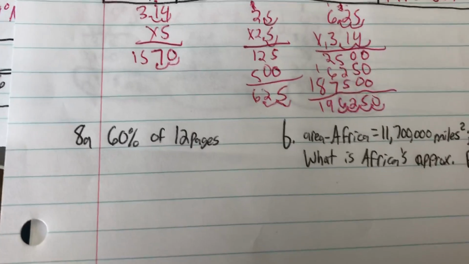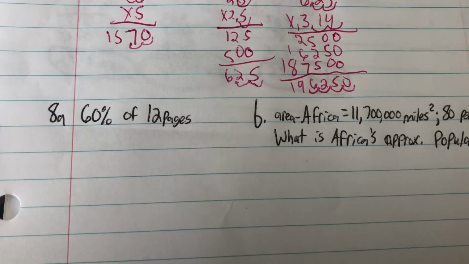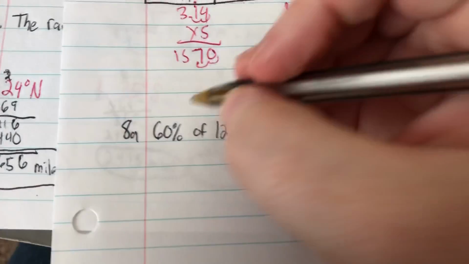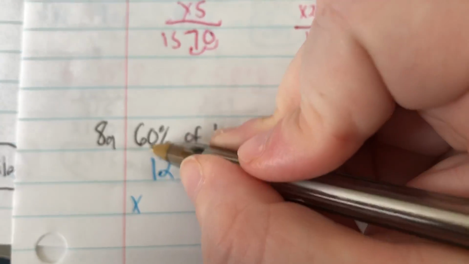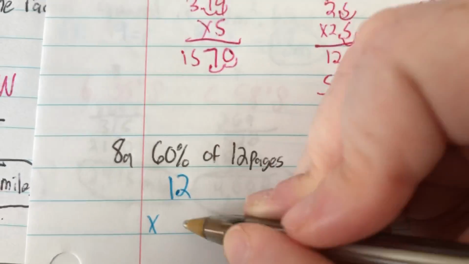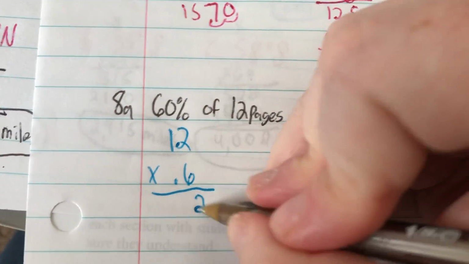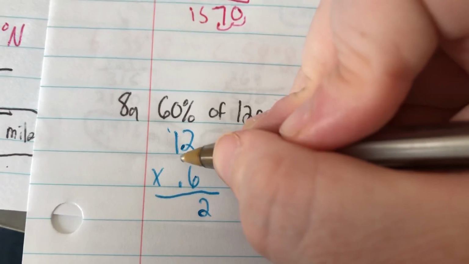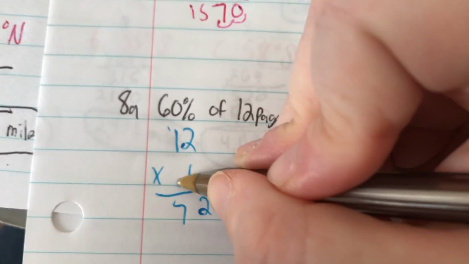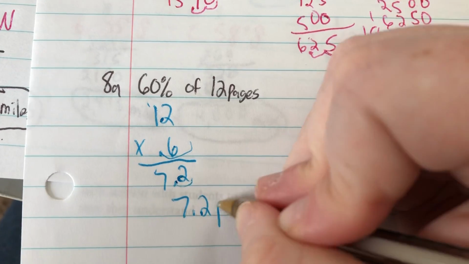Right? 8a, 60% of 12 pages is what it's wanting to know. Well, I would just do 12 times, and I'd have to make this a decimal. 60% as a decimal is 0.6. 6 times 2 is 12. 6 times 1 is 6, plus 1 is 7. I have 1 decimal point. Let's move that over. So it would be 7.2 pages.